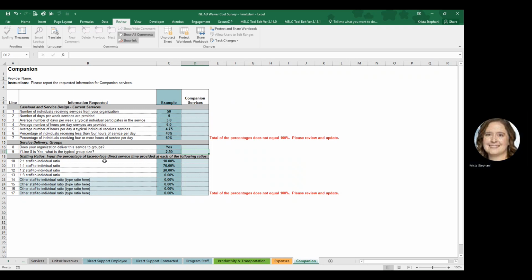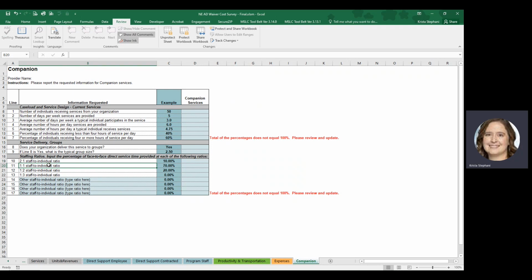Also, we realize that there are various group sizes potentially that could be provided with this service. For that information, we are requesting information related to the staffing ratios. For these staffing ratios, the first number is the number of direct support professionals, and the second number is the number of individuals receiving service. So for example, this line is saying that it requires your organization to provide 2 direct support professionals to provide services to 1 individual.